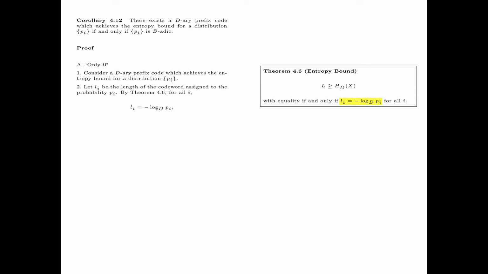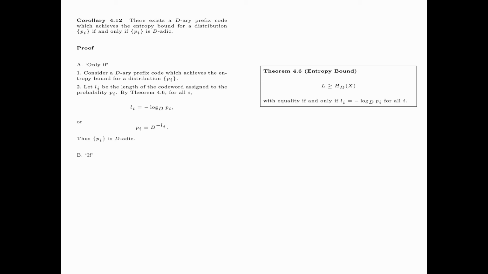Here is the proof of the corollary. We first prove the only if part. Consider a DRE prefix code which achieves the entropy bound for a distribution p_i. Let Li be the length of the codeword assigned to the probability p_i. By Theorem 4.6, for all i, Li is equal to minus log base d of p_i, or p_i is equal to d to the power minus Li. Thus, p_i is d-adic.